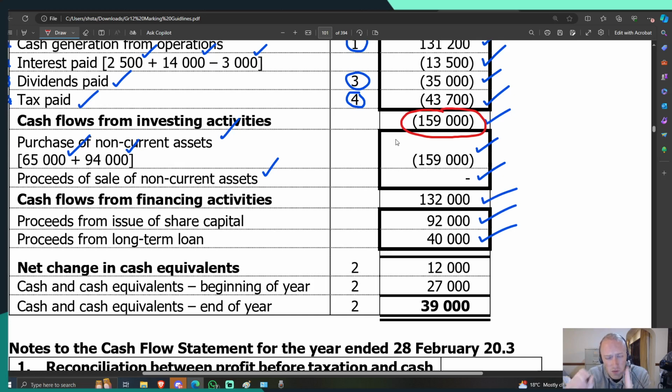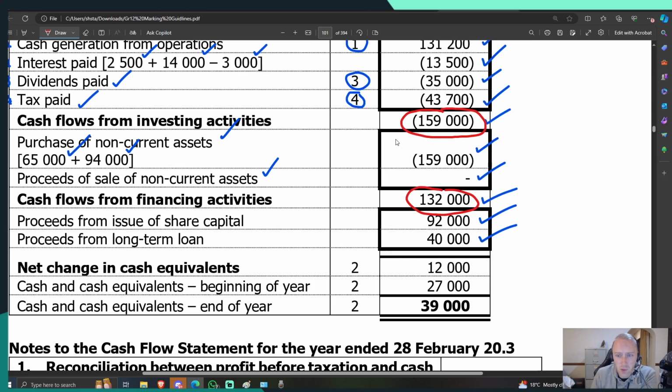So, cash flows from investing activities, you want it to be an outflow. How about cash flows from financing activities? Well, I guess it depends. It's a decision that the directors need to make. Are they wanting to expand the business, start new projects, or are they having cash flow issues? In which case, you would want the cash flows from financing activities to be positive.